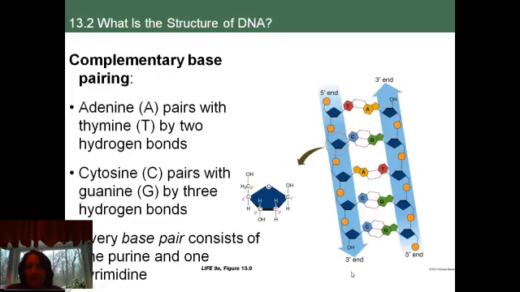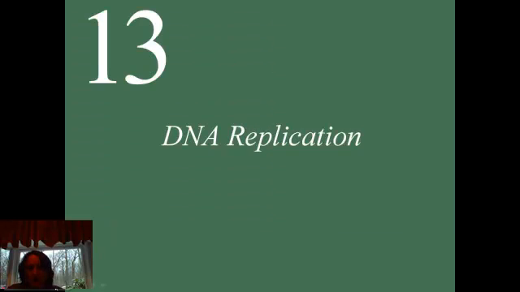Okay, and we also know that there's the complementary base pairing, and we know that the bases are found in the middle of the molecule. So it goes sugar, phosphate on the outside, and the bases are found on the inside. And we know that A's go to T's and C's go to G's. We also know that there are 2 hydrogen bonds between A and T, and there are 3 hydrogen bonds between C and G. And that is it for the structure of DNA.